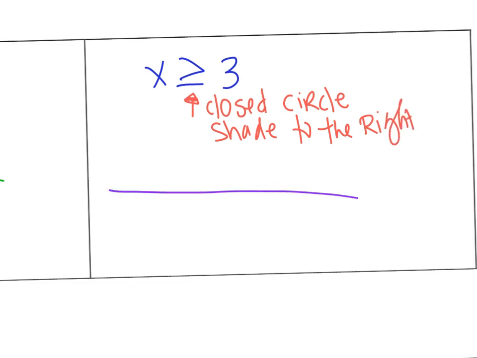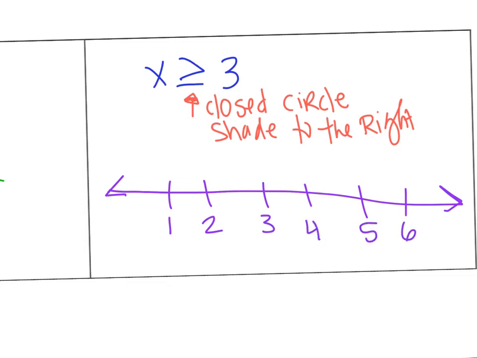I'm going to draw a number line, put a couple lines on it. This says I'm going to be at 3, and then I'm going to shade to the right. So I'm going to start with 1, 2, 3, 4, 5, 6, however many lines you have. I set a closed circle on 3. So draw your circle, shade it in, and shade to the right of that point. Make sure you put an arrow on the end of it because it can go forever in that direction.